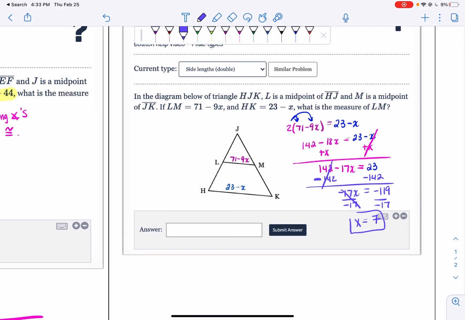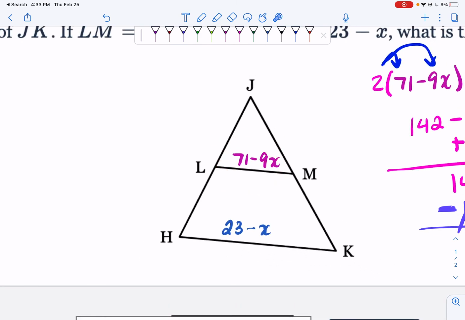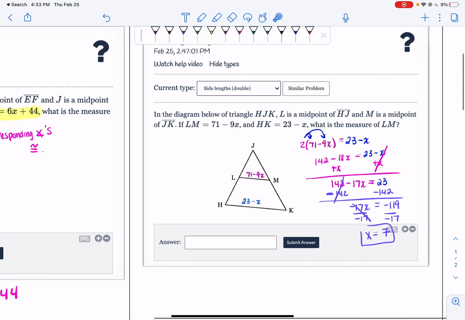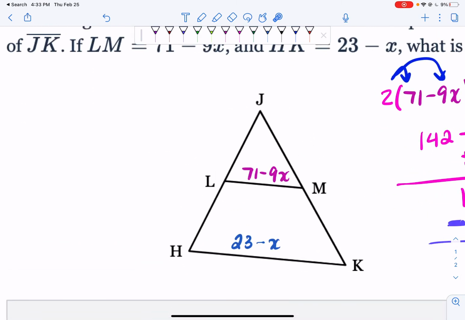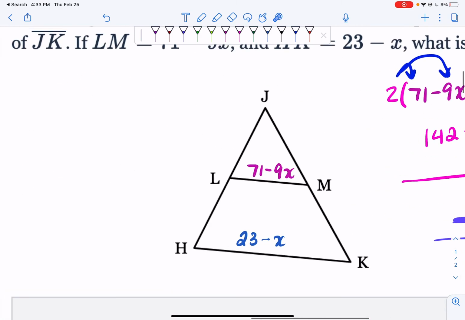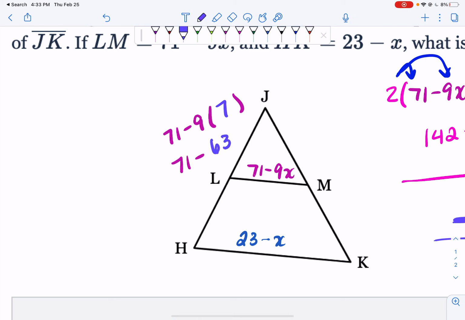Now I found out what x is equal to. Now I need to plug it into LM because I want to find the value of LM. And if we look, we know LM is 71 minus 9x. So everywhere I see an x, I'm going to put a 7. So I have 71 minus 9 times 7. Nine times 7 is 63. And 71 minus 63 is 8. So that's your final answer.